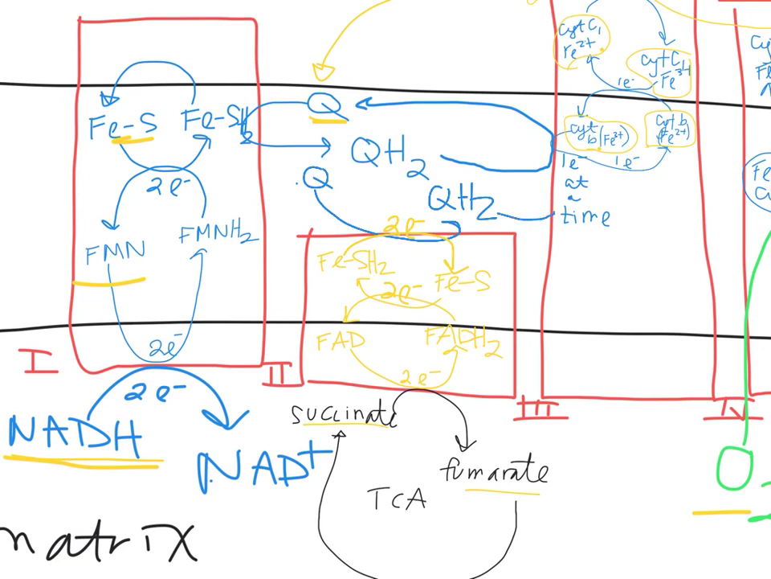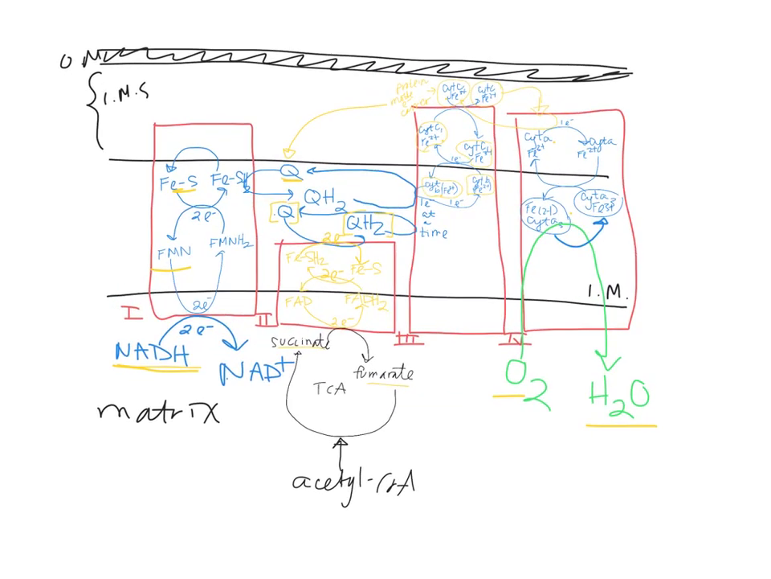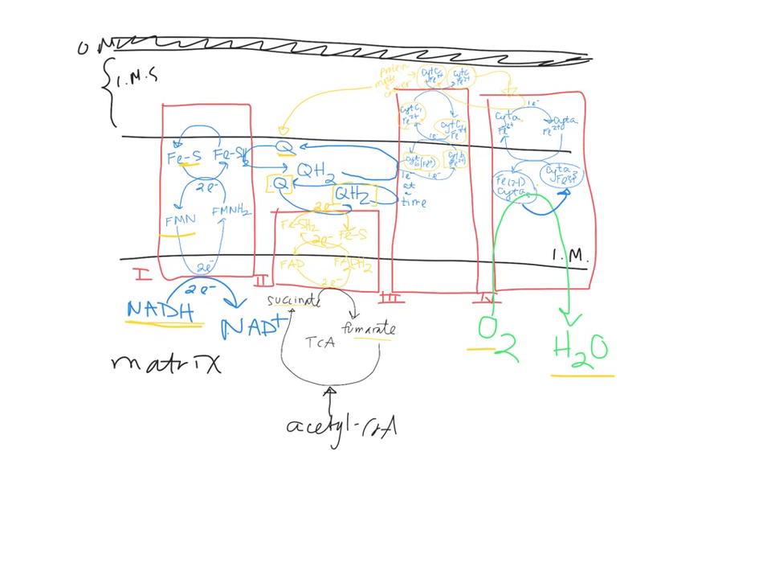And this QH2 also drops electrons off at complex 3, one at a time, and regenerates back to Q. So what you should know is that there's just a concentration of Q and QH2 in the inner membrane. Both complex 2 and complex 1 deliver electrons to Q to reduce it to become QH2, and QH2 always goes to complex 3. Okay, so for every single complex, the passing of the electrons is favorable.